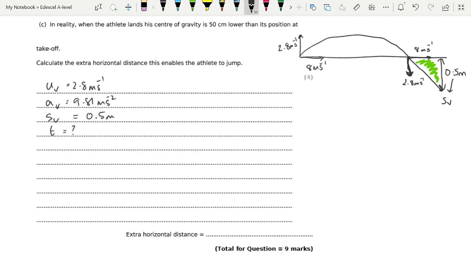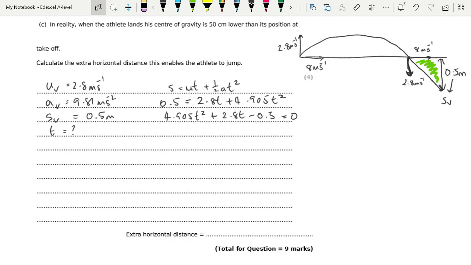Once you make that list, you should think, okay, we're going to use s equals ut plus a half at squared. We can certainly do that. You may see a complication with this, which perhaps is not a complication, but let's go ahead and do that and see what we end up with. 0.5 then is equal to 2.8t plus 4.905 t squared. And of course that becomes 4.905 t squared plus 2.8t minus 0.5 is equal to 0. And we'd have to solve that. And maybe you're perfectly comfortable solving that. Calculators will do it for you.